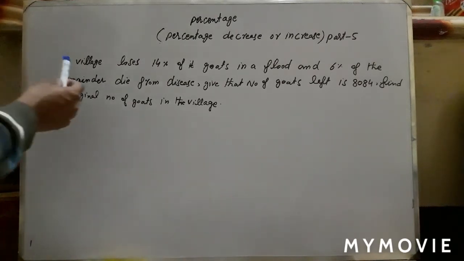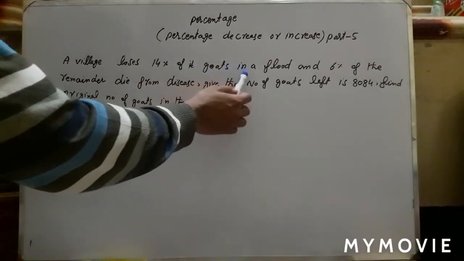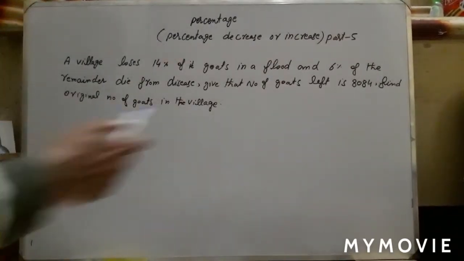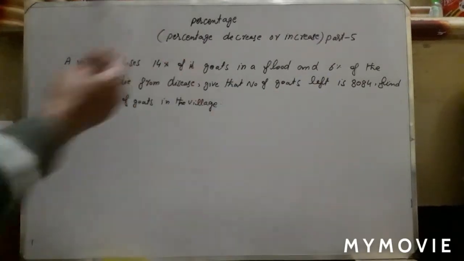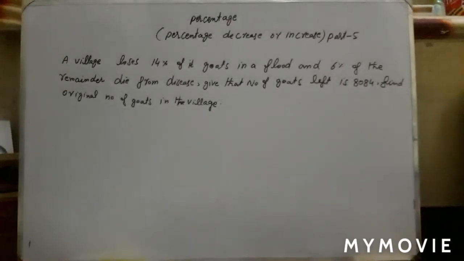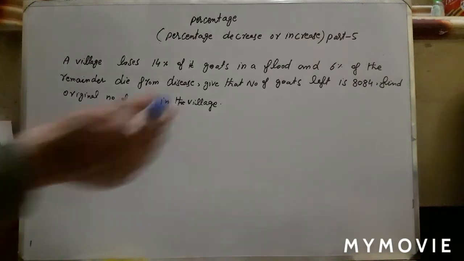My question is: a village loses 14% of its goats in a flood, and 16% of the remainder die from diseases. Given that the number of goats left is 8084, find the original number of goats in the village.